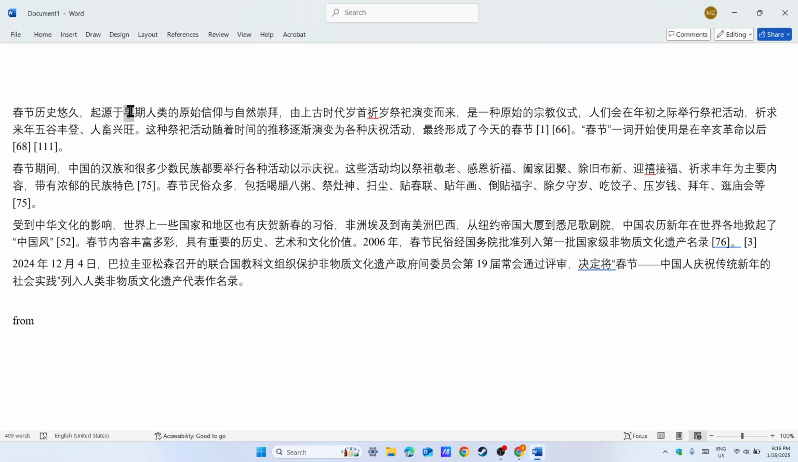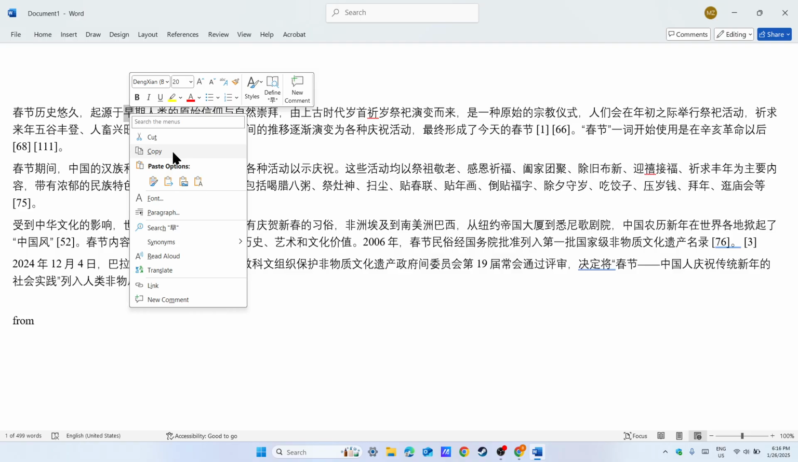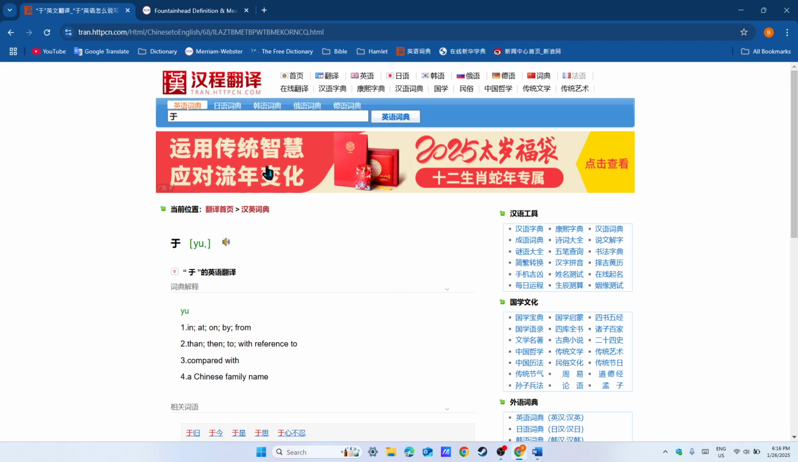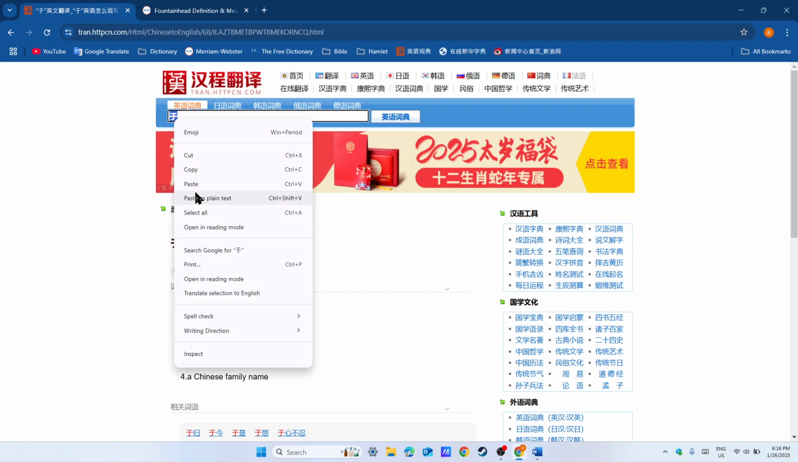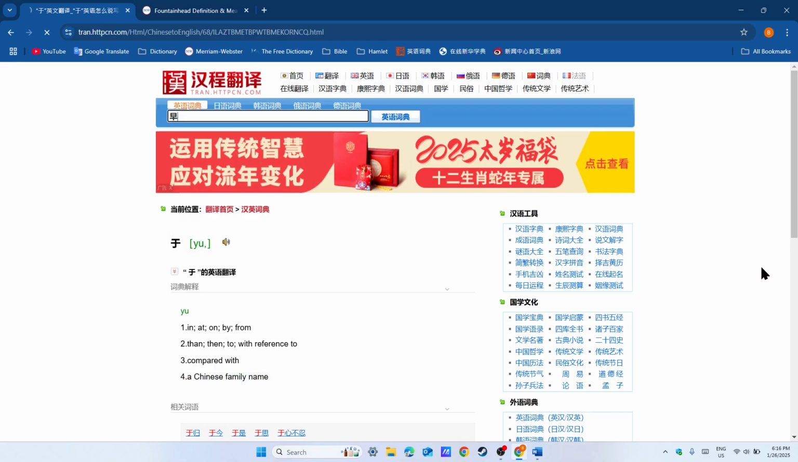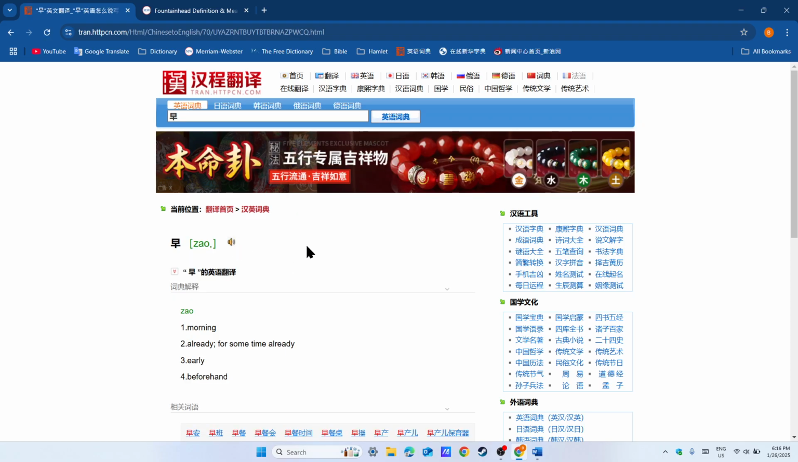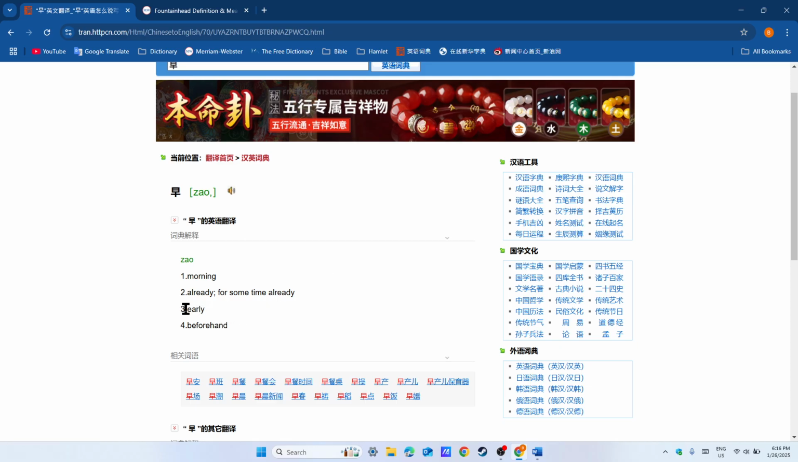We first look at the 早. 早 basically is early. You can look at it as an adjective. 早, adjective, early. Now let's look at the dictionary. 早, you see 早晨, 早安. Let's look at the single word. 早, early, you see? And it says 早 is morning. It's not correct.